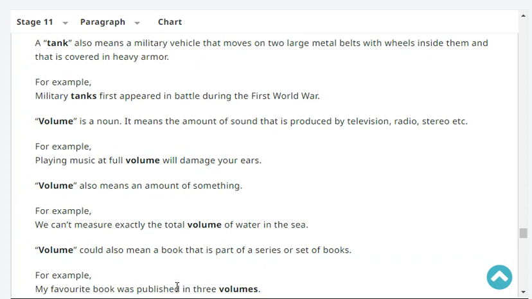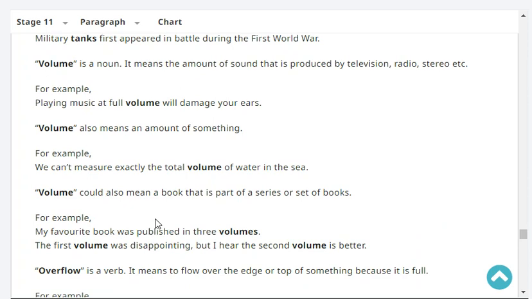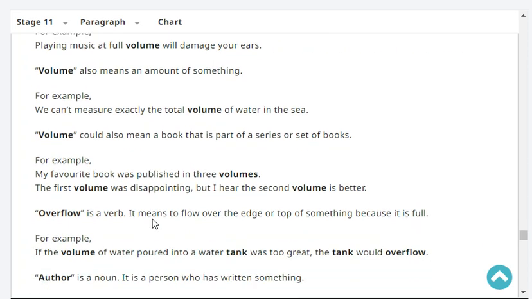Volume is a noun. It means the amount of sound that is produced by television, radio, stereo, etc. For example, playing music at full volume will damage your ears. Volume also means an amount of something. For example, we can't measure exactly the total volume of water in the sea. Volume could also mean a book that is part of a series or set of books. For example, my favorite book was published in 3 volumes. The first volume was disappointing, but I hear the second volume is better.